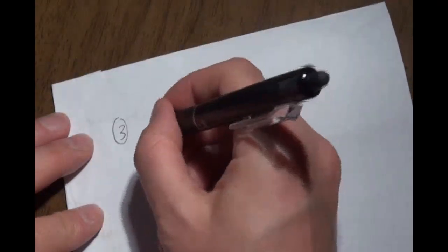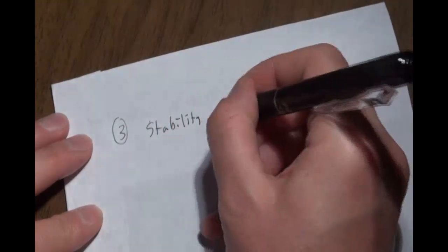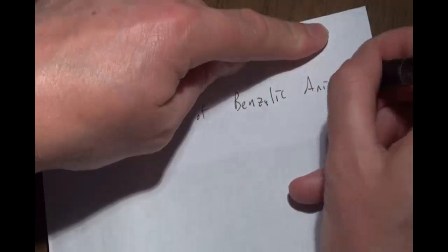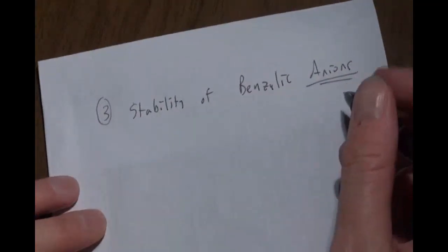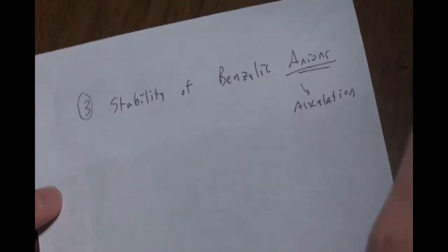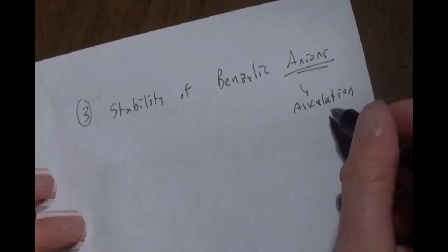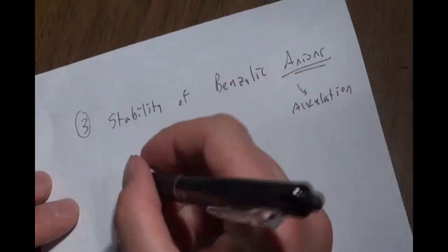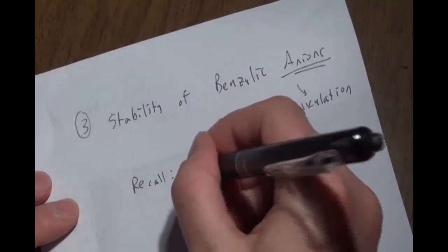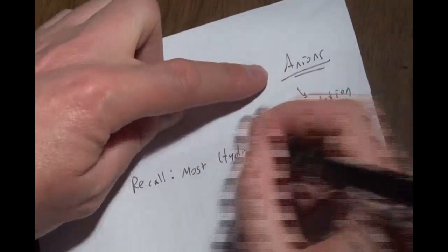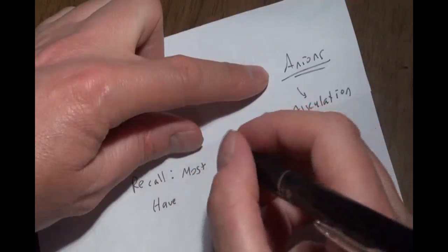All right, number three, stability of benzylic anions. And when you think about anions in organic chemistry, especially carbanions, you kind of think about alkylation, right? We've seen that with enolates, we've seen it with alkynyl anions. And so, recall that most hydrocarbons have a really non-acidic pKa.